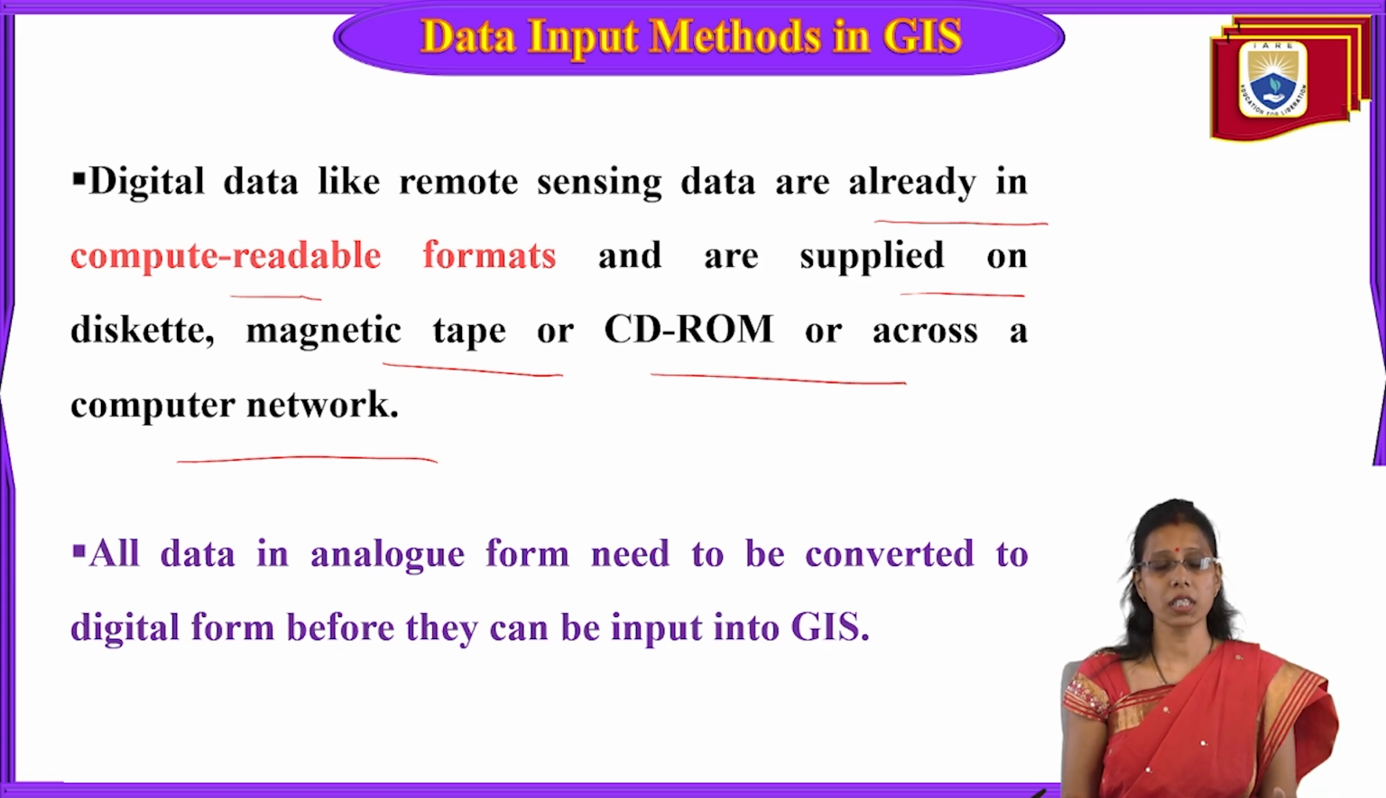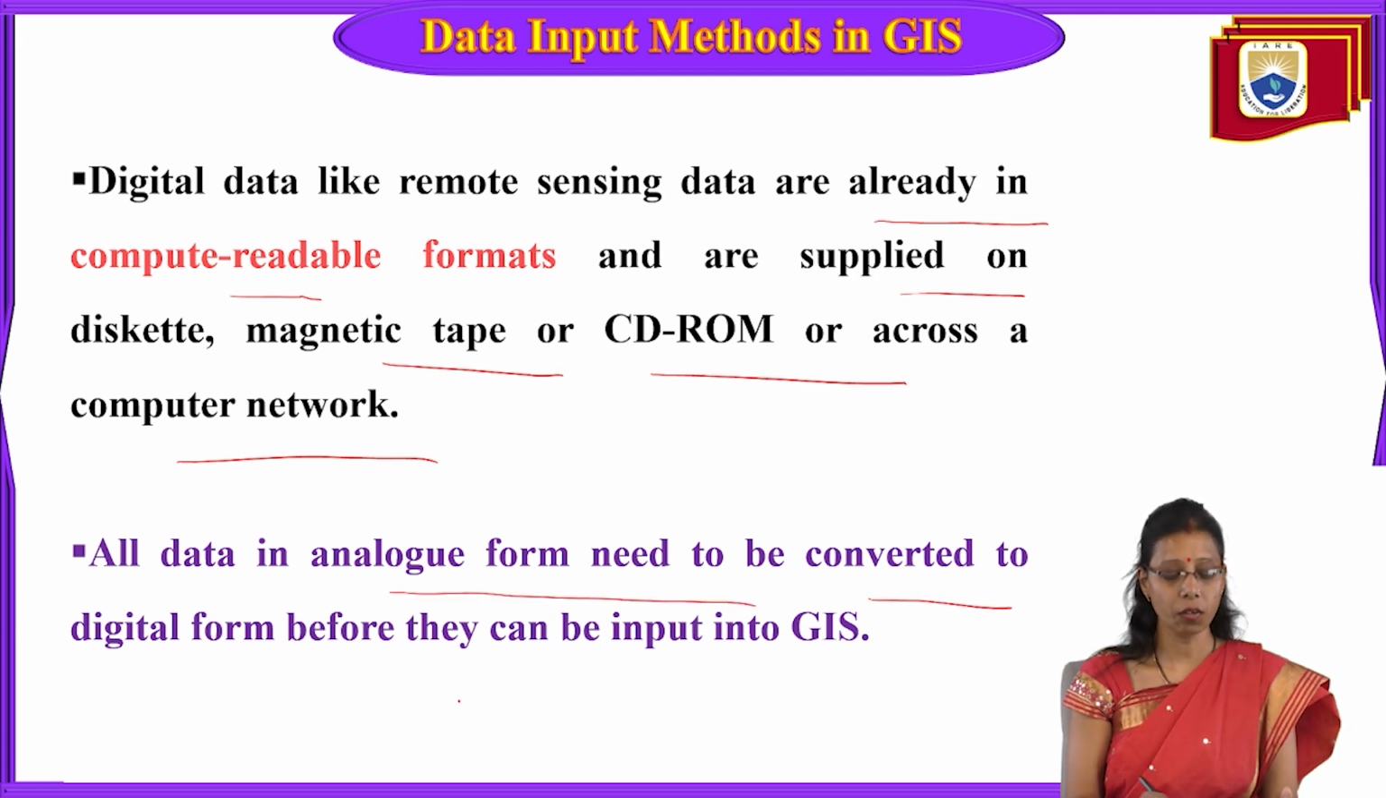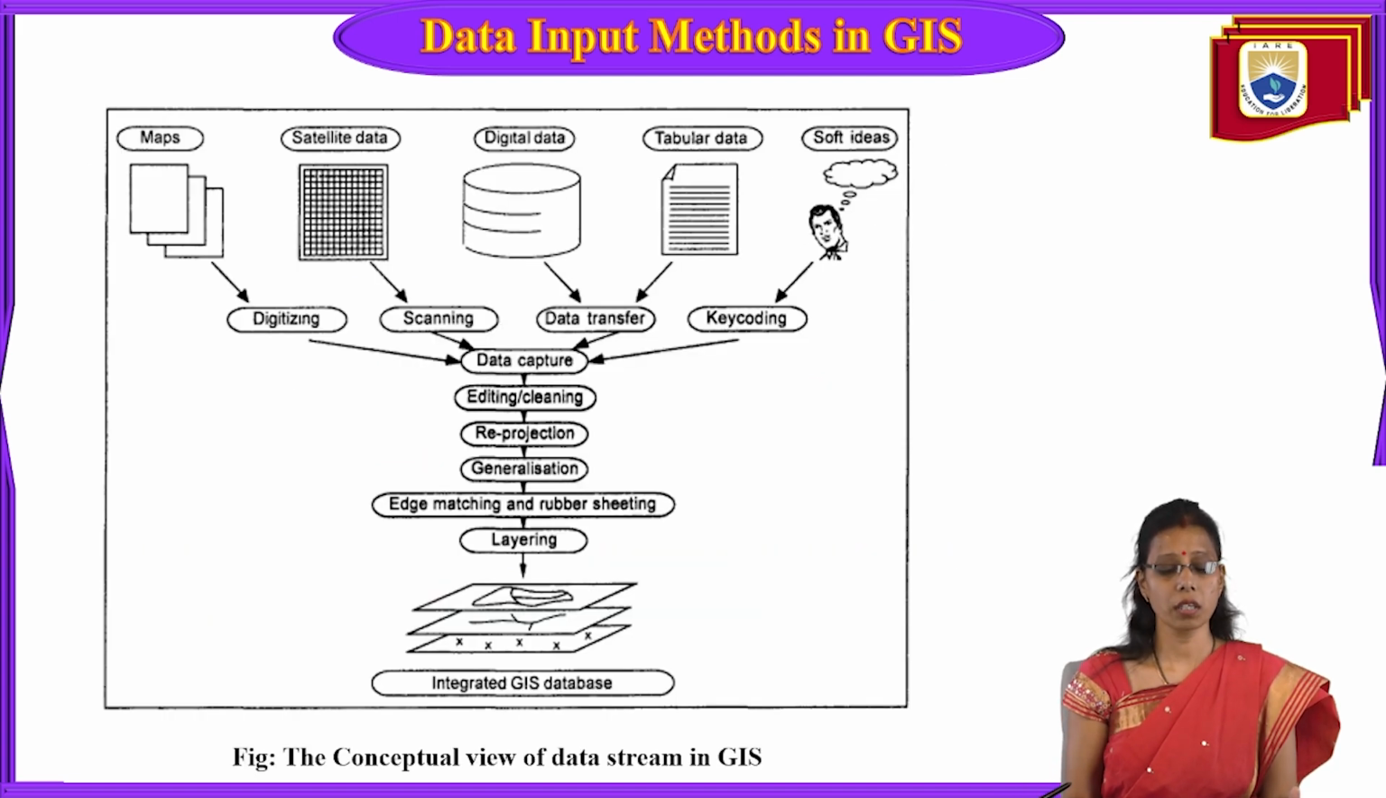Why do we need to convert analog data to digital data? To make it computer readable. Once the paper map is converted to computer readable format, then we can easily work with that kind of data. Otherwise, we cannot work with analog data in GIS. So all data in analog form needs to be converted to digital form before it can be input into GIS. Here we can see one image, a conceptual view of the data stream in GIS: what type of data we use, where we receive it from, and the different sources we can input in GIS.